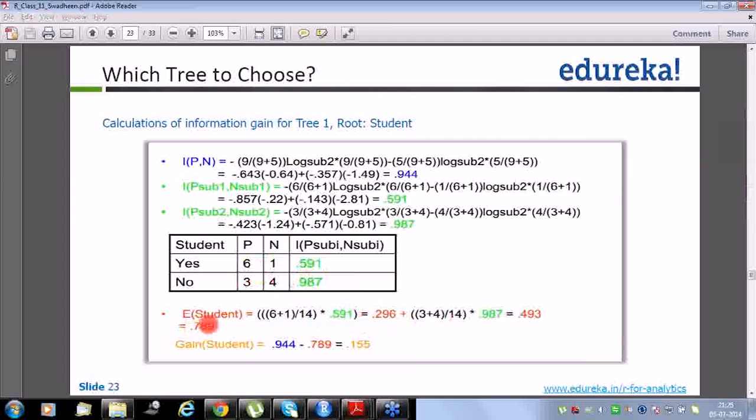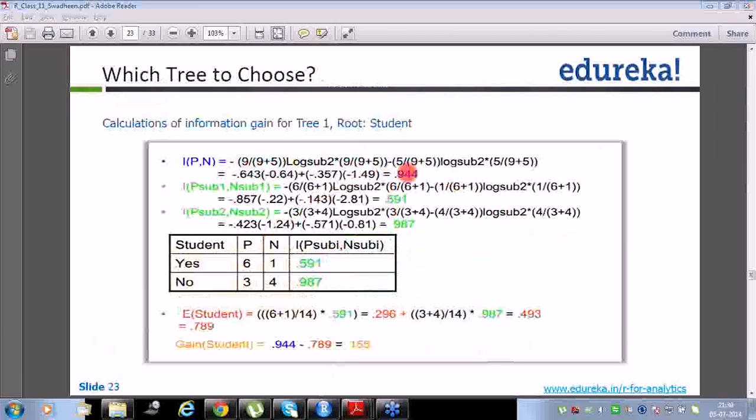So if we take student, what is the entropy? It's 0.789. What is the IPN? 0.944. What is the information gain in this case? 0.944 minus 0.789, so we have information gain 0.155. IPN will be the same for each one, right? Now, I sub 1, P sub 1, N sub 1, P sub 2, N sub 2. This is the calculation for the student node.